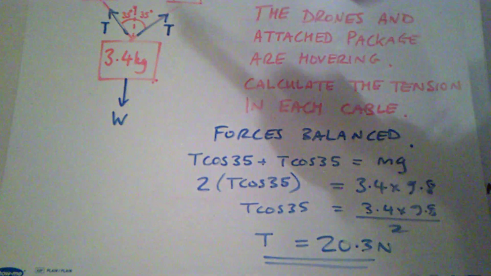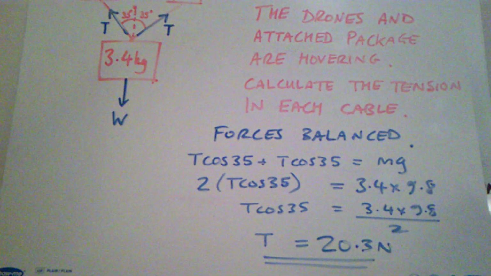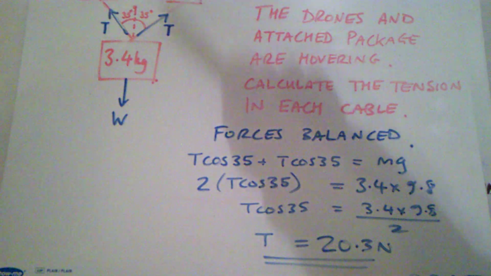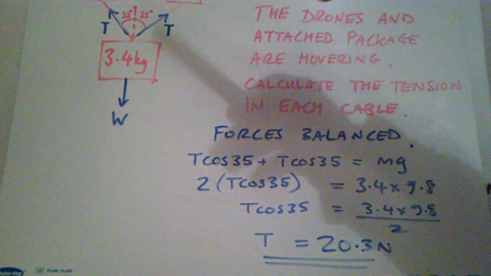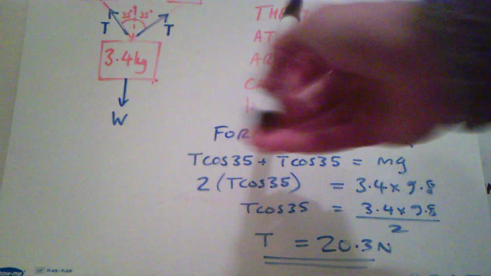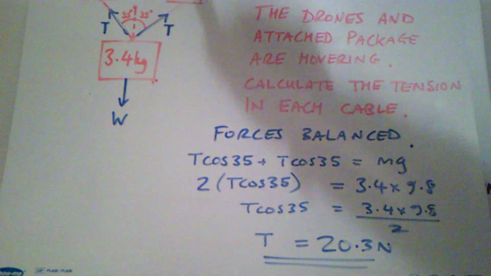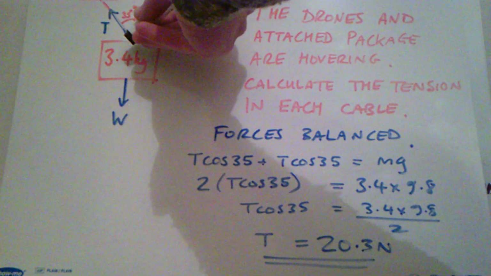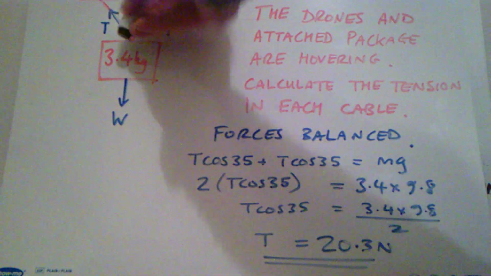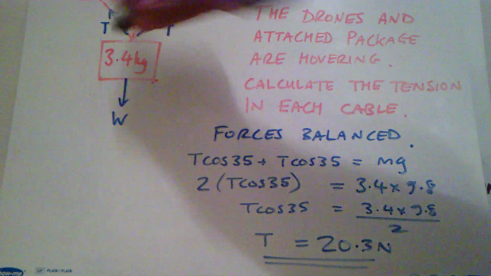Well, if they're hovering, then Newton's first law says that the sum of the forces going up must equal the sum of the forces going down. So forces are balanced. How much of each of these is in the vertical direction? Well, we take our tension and we're crossing the known angle, so it's going to be T cos 35.